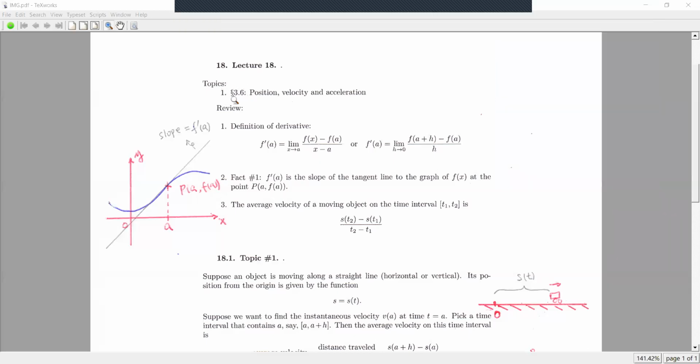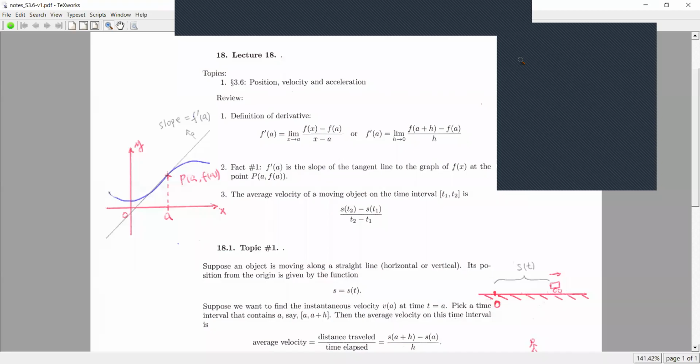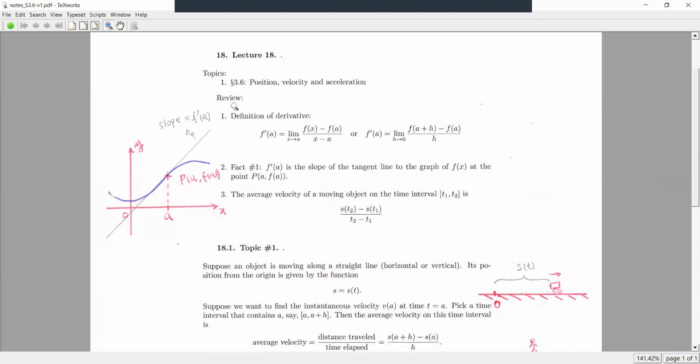Section 3.6, position, velocity, and acceleration of a moving object. As a preparation, take a review about some related formulas and a review of fact number 1. Review number 1. These two formulas are called the definition of derivative. The formulas say that a derivative is a limit, a special limit.